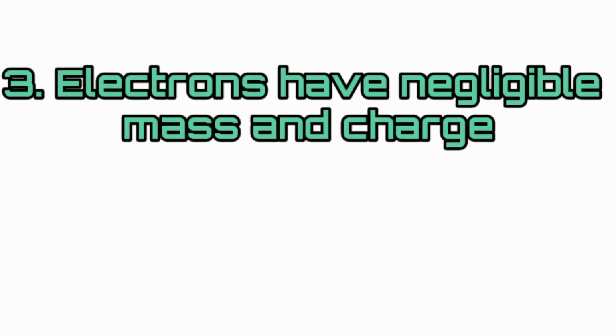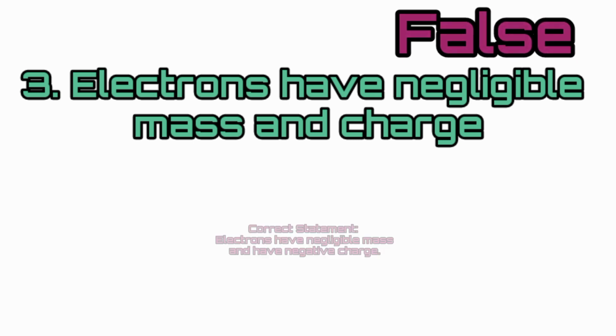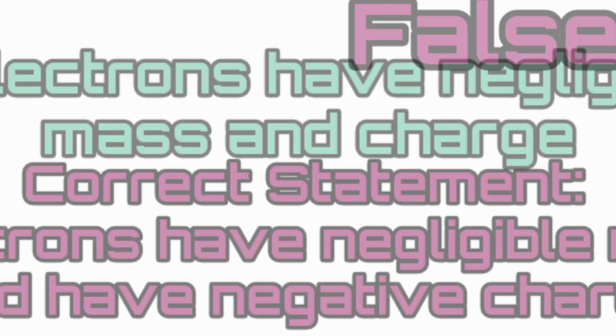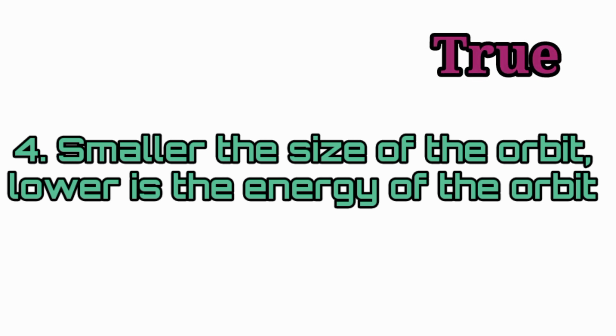Question number 3, electrons have negligible mass and charge. Answer false, because electrons have negligible mass and negative charge. This is the correct statement. Fourth question, smaller the size of the orbit, lower is the energy of the orbit. Answer true, because the orbits nearest to the nucleus are having less energy and which are smaller in size also.